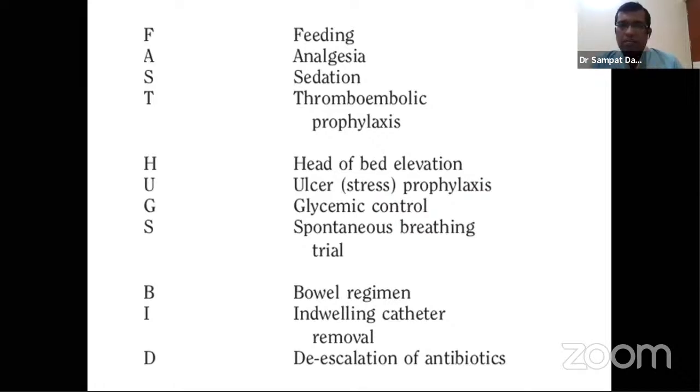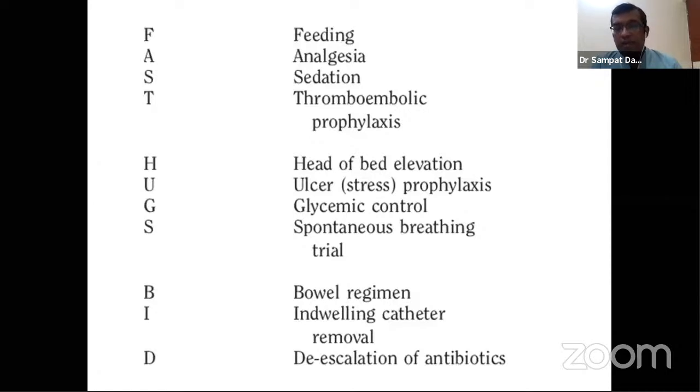Analgesia is a must, because I don't want my patient to fight with the ventilator. Sedation is a must, otherwise delirium can start. Thromboprophylaxis: obviously you have to use both mechanical as well as medicinal thromboprophylaxis. Head-end elevation, at least 30 degrees, has to be done. Stress ulcer prophylaxis, which we all use in our day-to-day activities.